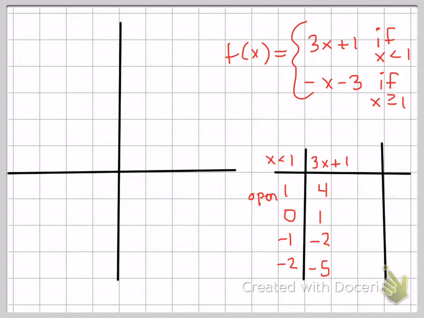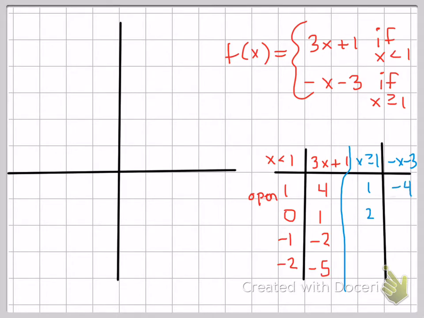So now the second piece, let's just draw a little line here. These are my values that are greater than or equal to 1. And I use negative x minus 3 if I'm over here. So again, we're going to use 1. This one is a closed dot. So if I plug in 1, negative 1 minus 3 is negative 4.